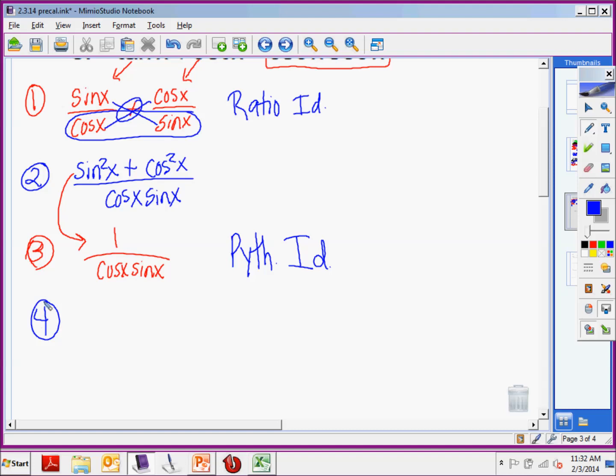All right, step 4. How can I take this to the next step? Well, what this is telling you is that you have 1 over cosine x times 1 over sine x. What does 1 over cosine become? What does 1 over sine become?